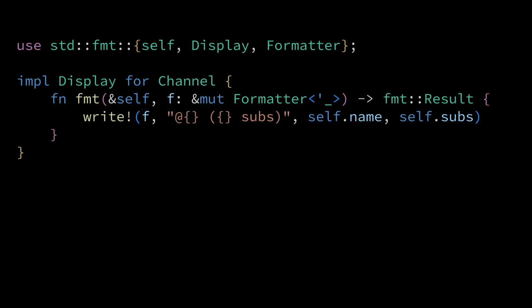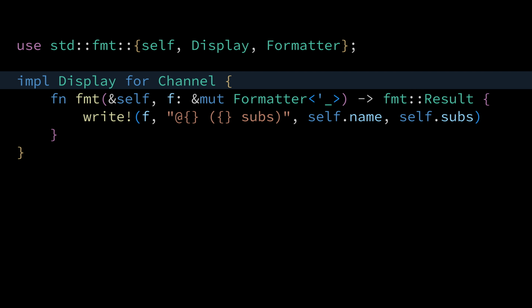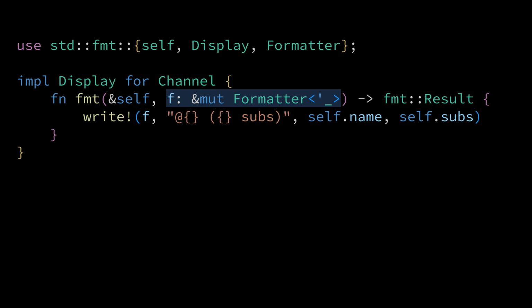Let's implement the display trait for our channel type. So impl display for channel. And in the body of the format method, I could call various methods on the formatter object, f, but it's much easier to just use the write macro to do it for us.